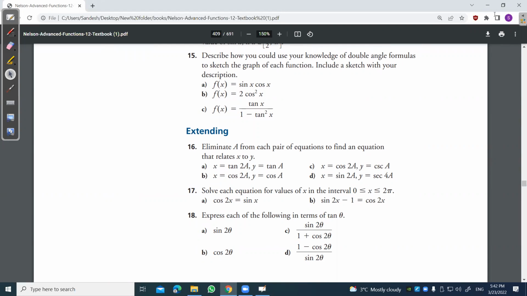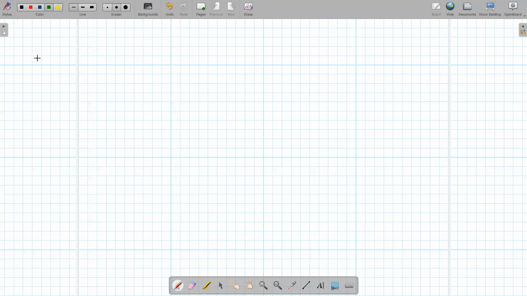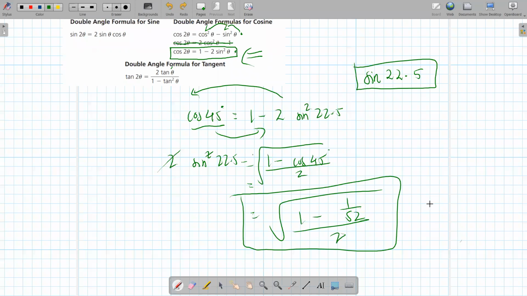Trying to see exactly what I'm trying to find. Let's go one more level. Okay. 22.5 divided by 2. All right, what about this one?